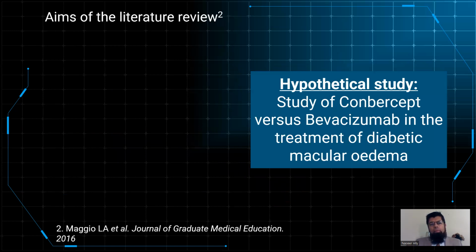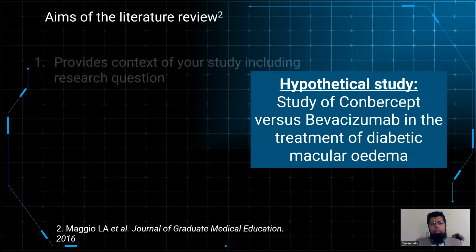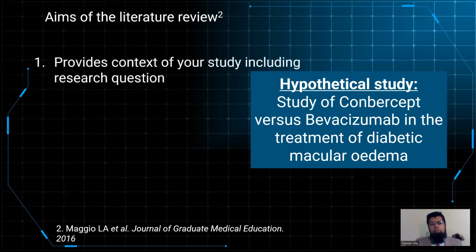So then we look at the aims of the literature review. If we think of a hypothetical study, for example, of conbercept versus bevacizumab in the treatment of diabetic macular edema, your literature review provides the context of your study, including your research question. In this case, you may have looked at other studies testing anti-VEGF efficacy, and you may decide that that's a good idea. However, no study has looked at conbercept versus bevacizumab in a head-to-head comparison.